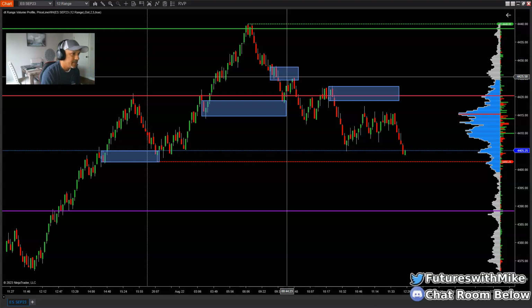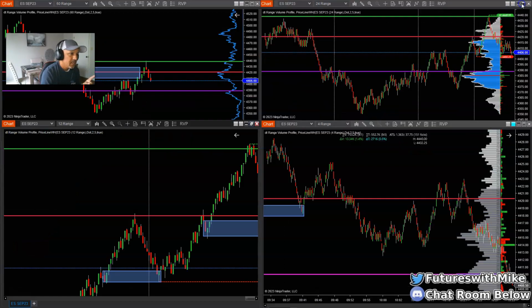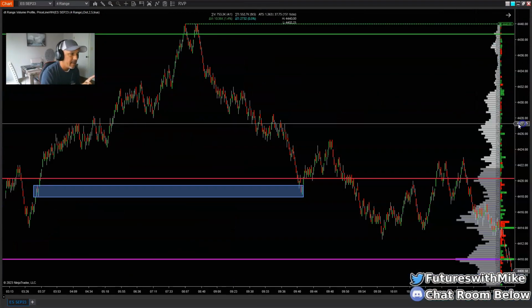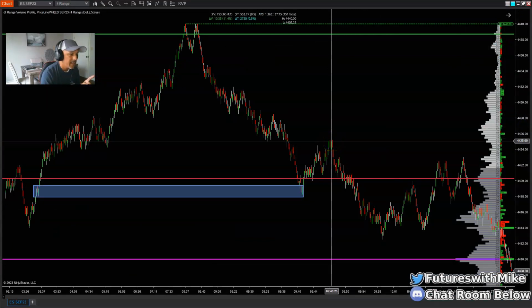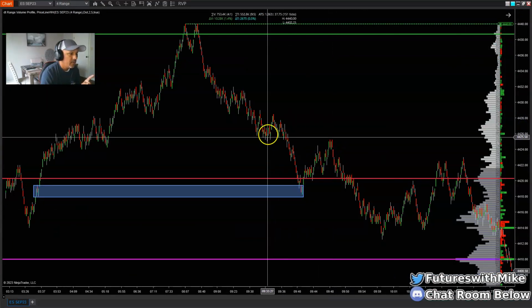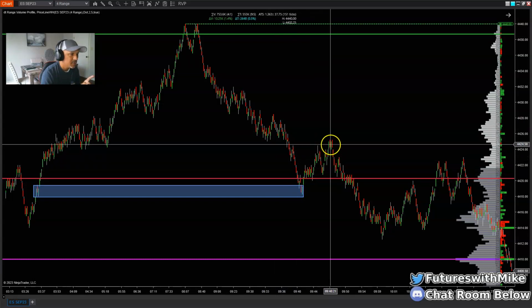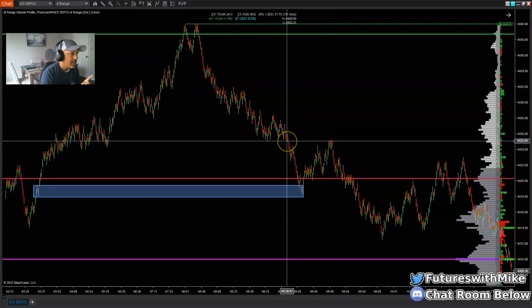Paired zones means this here. We've got a 12-hour supply zone, so that's one zone. Now, if we scale down to the 4 range chart, same area, which is going to be right here, we get a break of structure to the downside, price pulls back, and there is a supply zone right here. So we have a supply zone on the 4R at the same area where the 12R supply zone was. So we have both a 12R supply zone and a 4R supply zone.